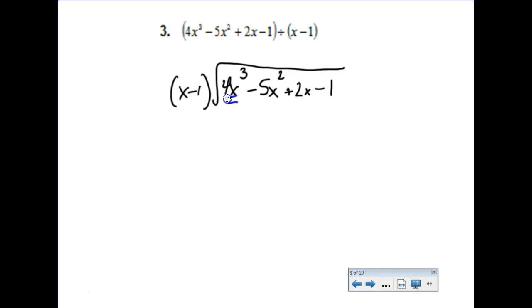All right, lead terms. 4x to the third divided by x. I think it helps me, at least, if I write the lead term division off to the side, because this is another place where kids generally mess up. This is going to remain 4x squared when I simplify that.